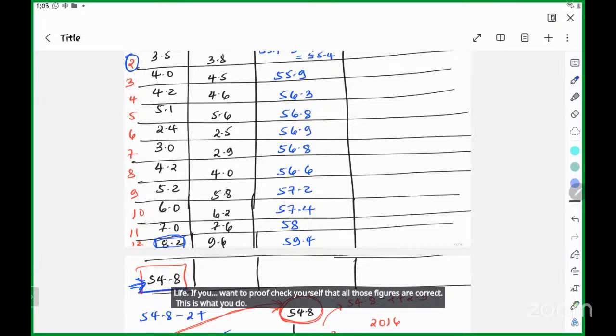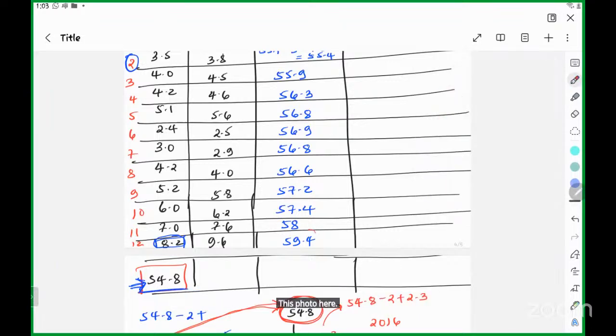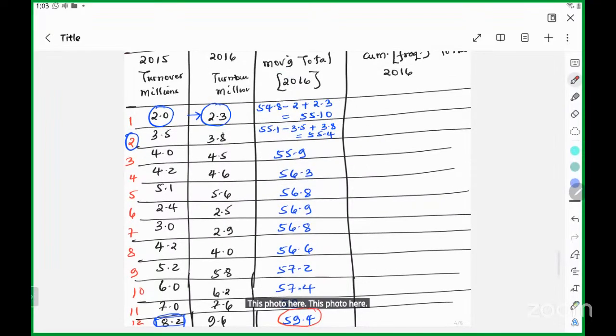This total here is the sum of 2016. So you go back and add the turnover in 2016 and see if you get 59.4. That's the proof check. The last 59.4 is the total of the last 12 items. Your last 12 items are the turnover of 2016. So you just add it up and see.